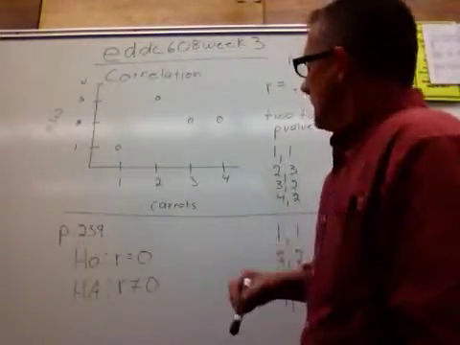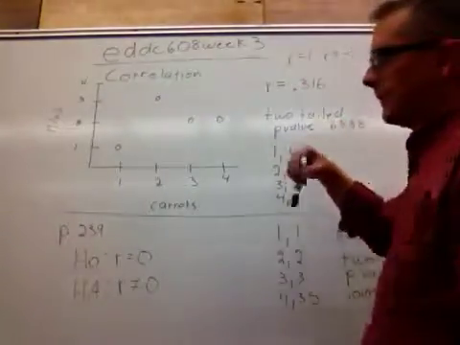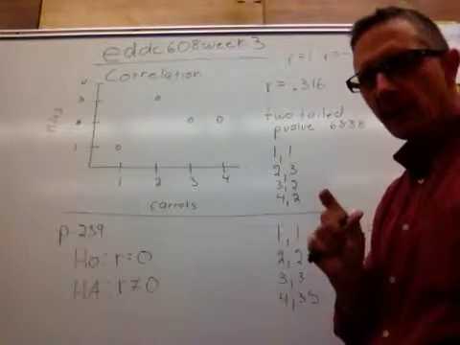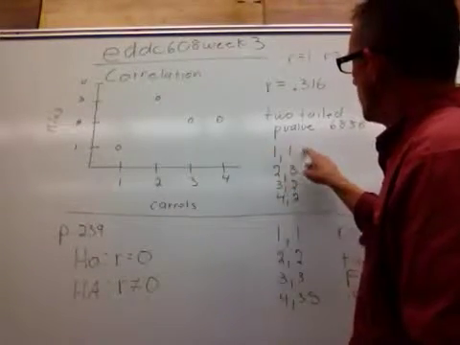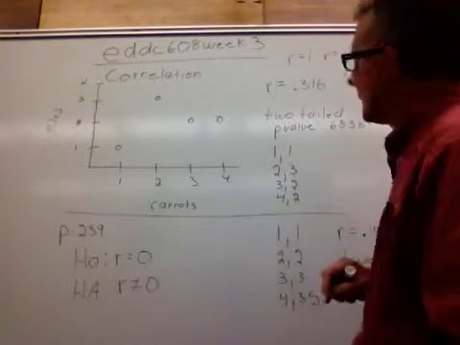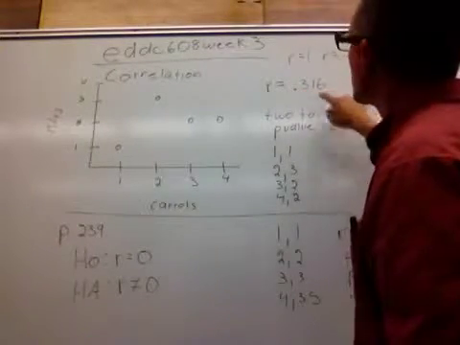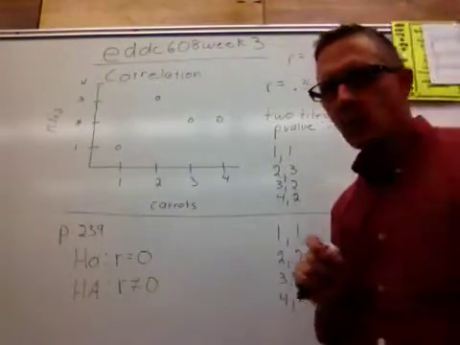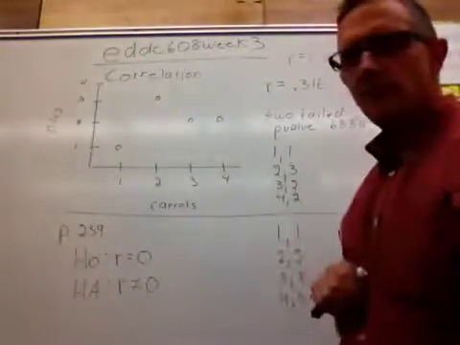So I went to the Wasserstats calculator and I put these pairs in. When you start the calculator, it asks you for an N. That's the size, that's the number of pairs in the sample, which in this case is 4. So I put in 1, 1, 2, 3, 3, 2, 4, 2. And when I clicked calculate, I came up with an R of 0.316.